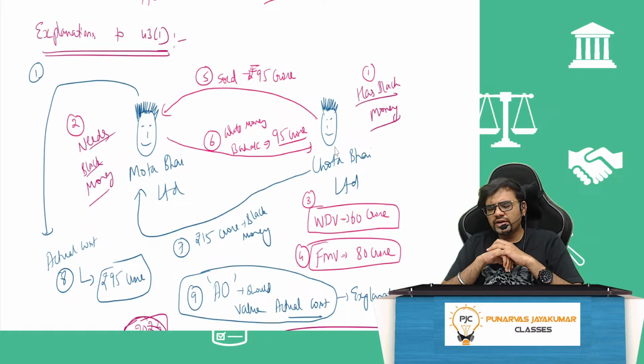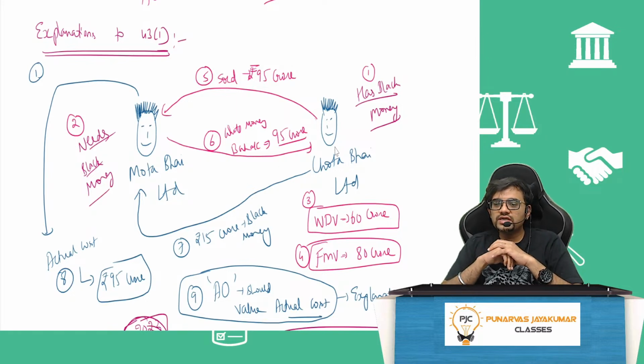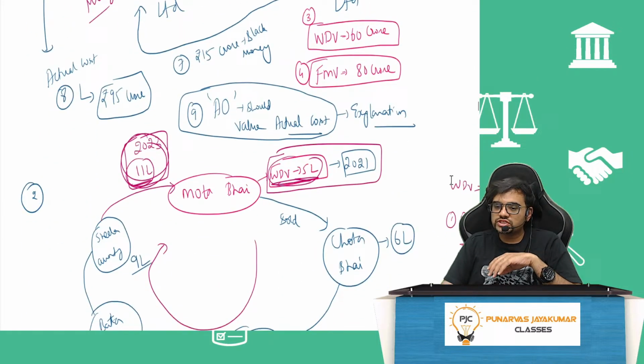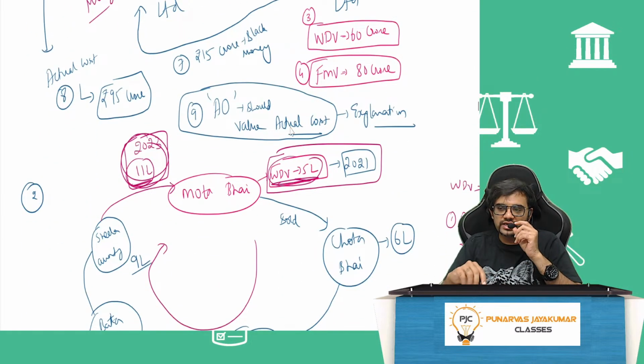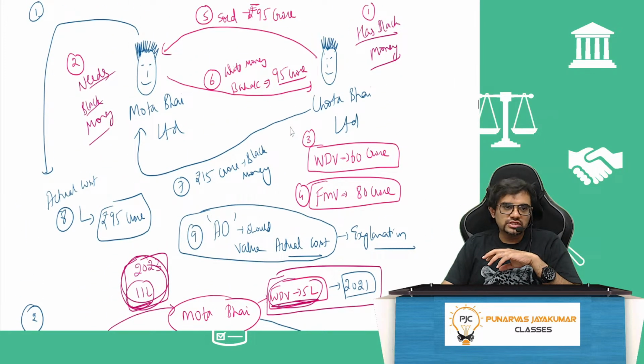Since these rampant things were happening in India, they inserted an explanation. According to the explanation, if any golmaal activities like this are happening, who will decide what the actual cost is? Assessing officer. In this case, the AO shall value and decide the actual cost.